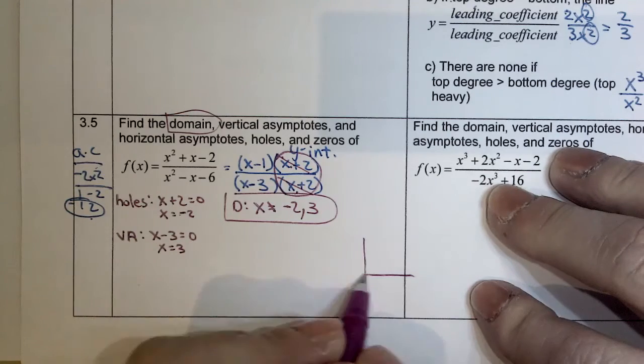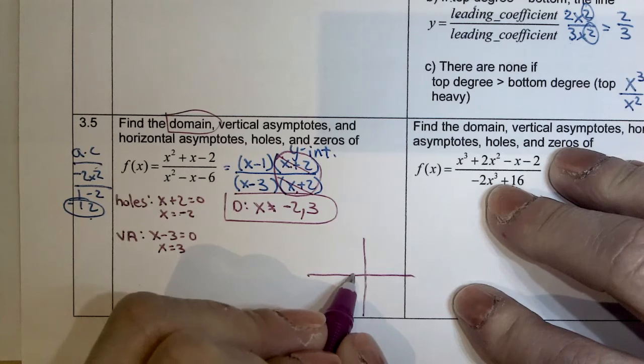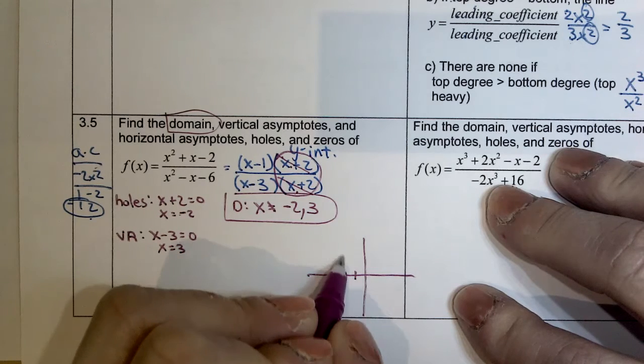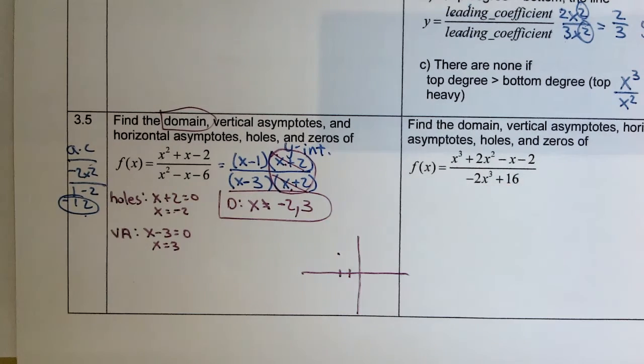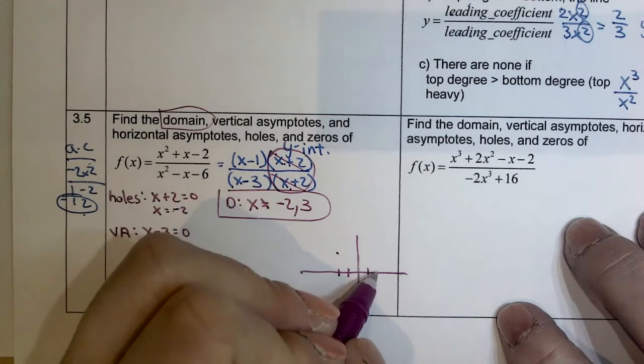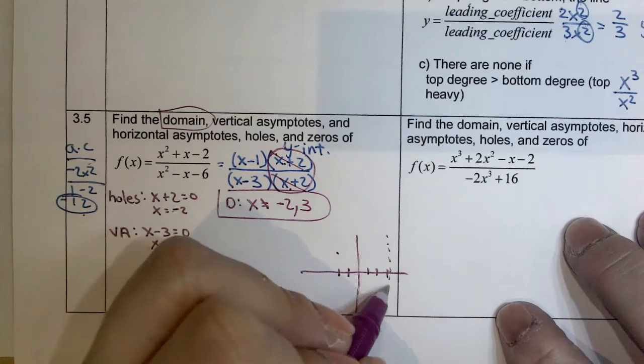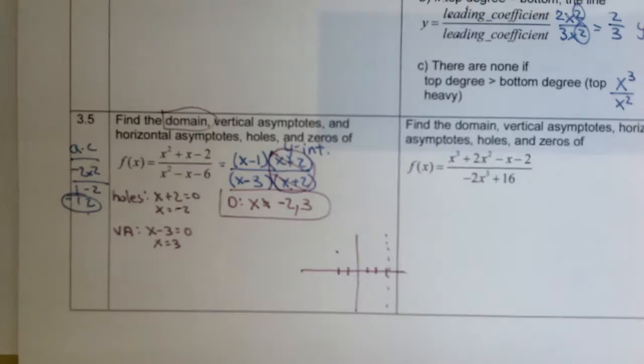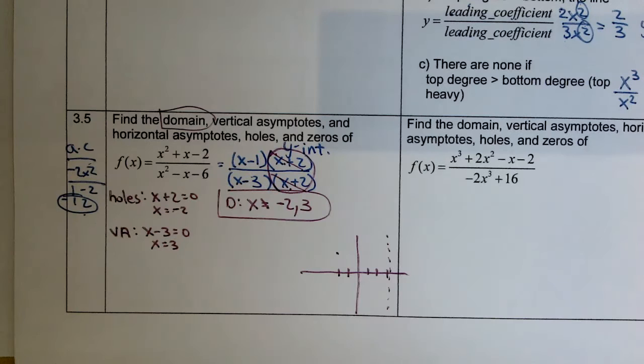Okay, but those are two different things. So when I have this thing, I'm going to have x equals negative 2 here. And wherever this graph is, there's not going to be a point at negative 2. Whereas at 3, there's not going to be anything the entire length of 3. Okay, so that's a vertical asymptote. That's the difference between a hole and a vertical asymptote.